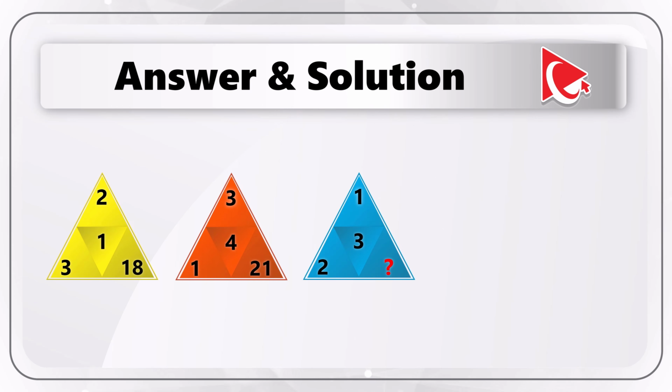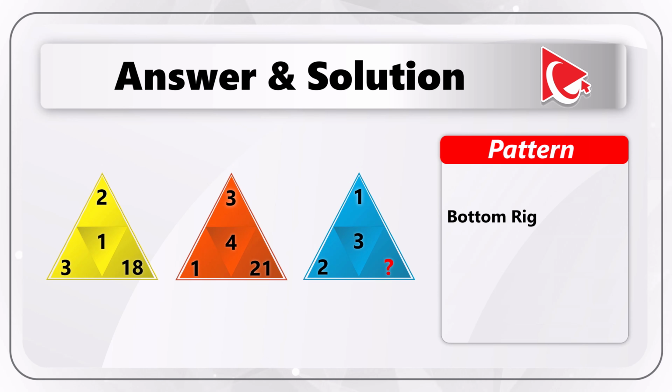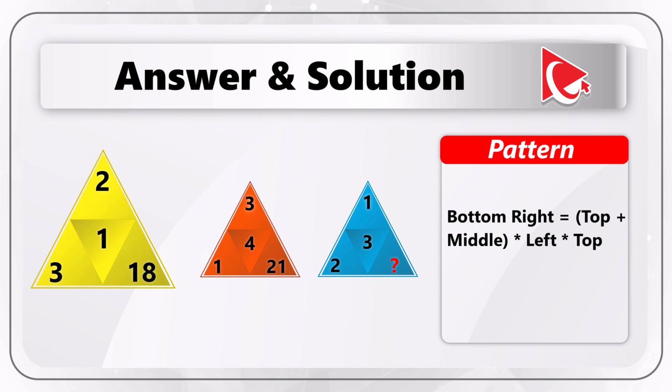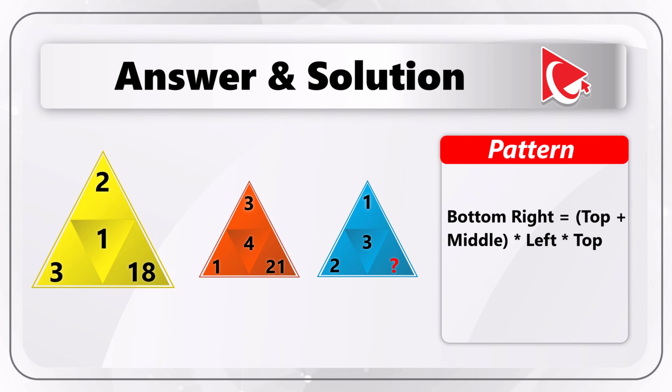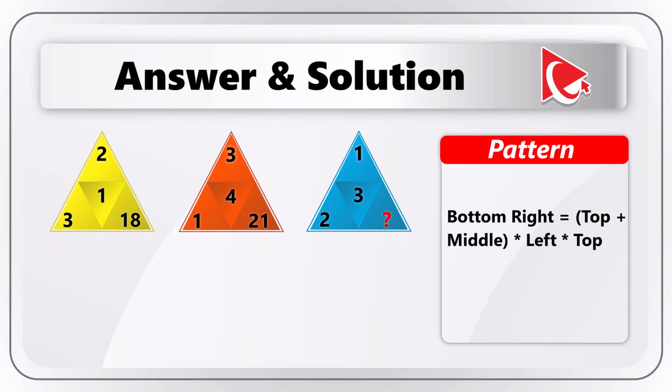As you might have guessed, the first step here is to determine the pattern. So in this particular pattern, the bottom right number is calculated as the sum of top and middle numbers multiplied by left and by the top number. Let's look at sample calculations to make the example more clear.